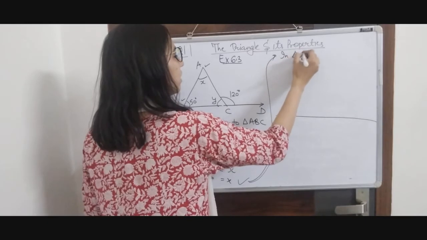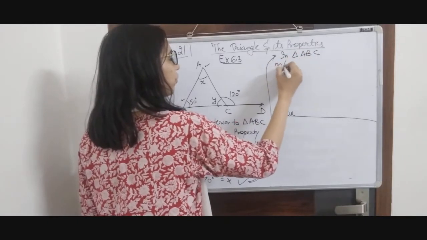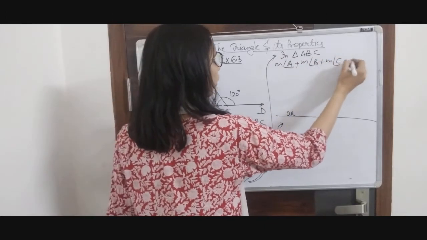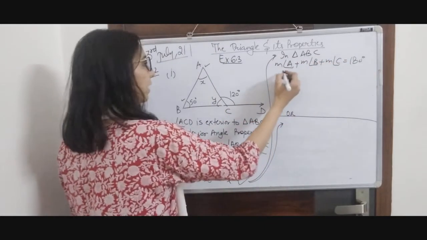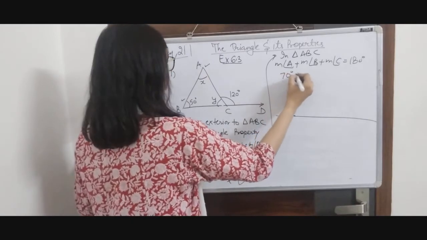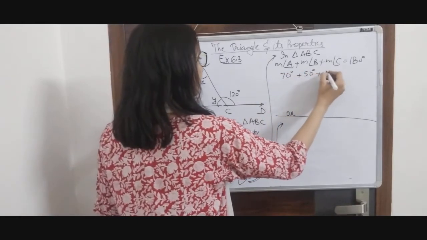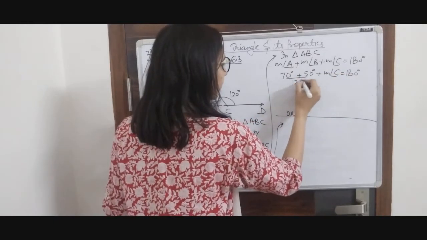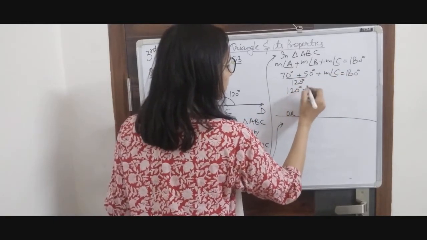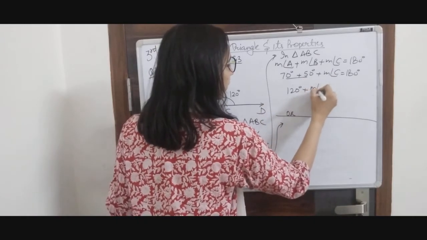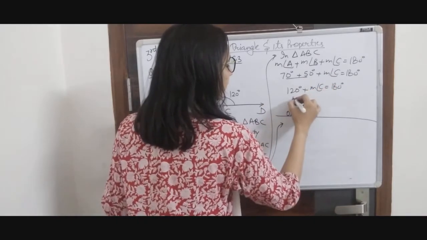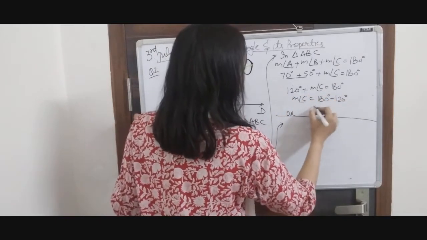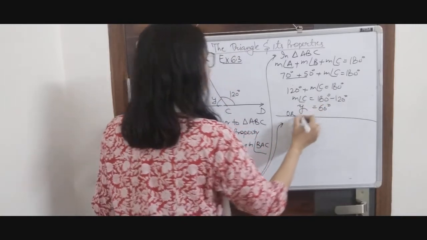In triangle ABC, measure of angle A plus measure of angle B plus measure of angle C is going to be 180. So your angle A is, you have found out here, 70 degree plus 50 degree plus measure of angle C is equal to 180 degree. This is your 120 degree. So 120 degree plus measure of angle C is equal to 180, or you can see that your measure of C is 180 minus 120, that is 60 degree. So your y is your 60 degree.